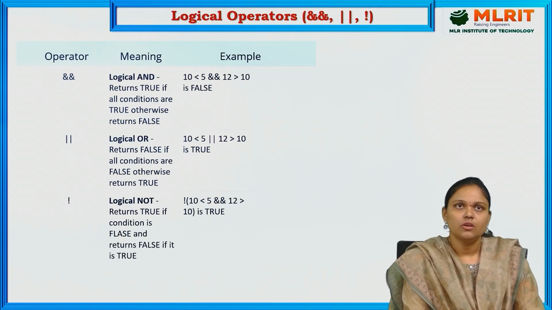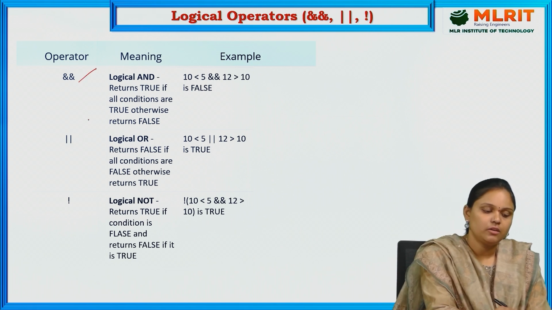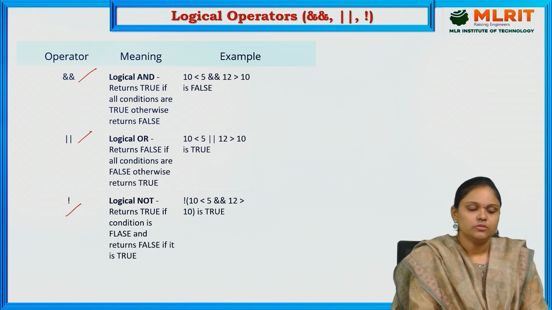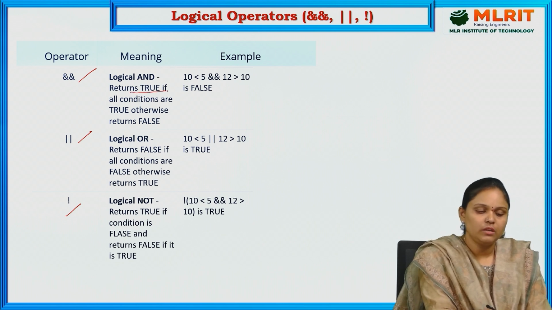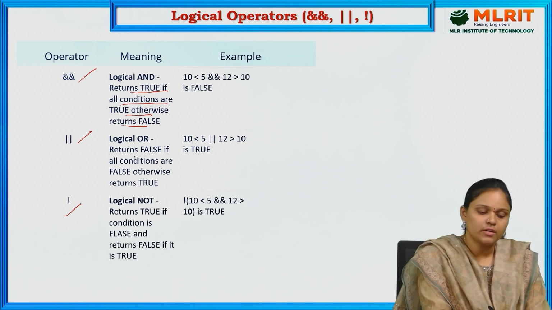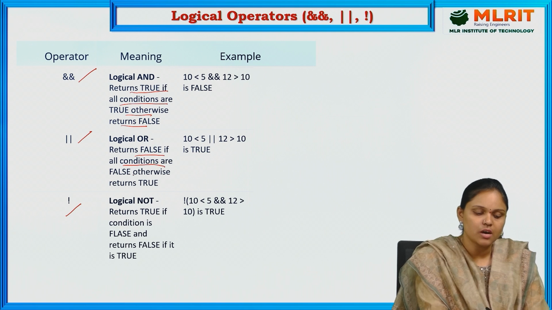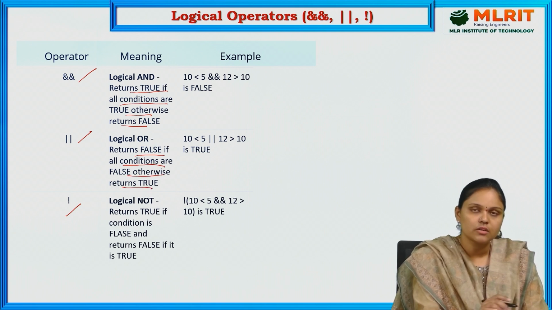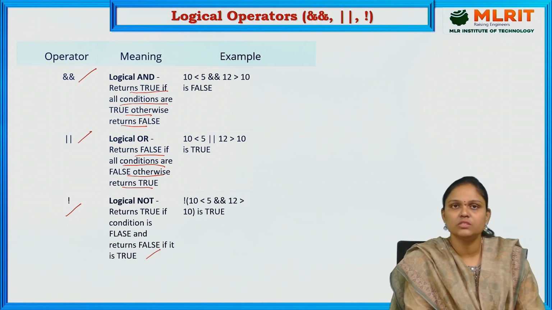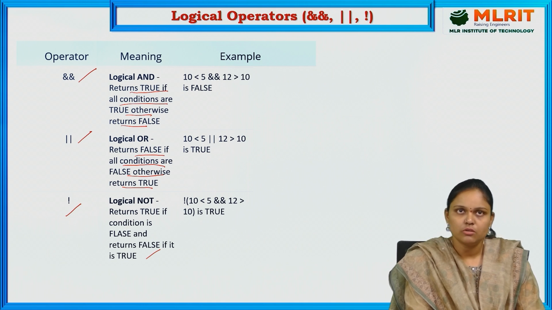And next are logical operators. So the logical operators are logical AND, logical OR, and logical NOT. So logical AND returns true if all the conditions are true, otherwise it returns false. And logical OR returns false if all the conditions are false, otherwise it returns true. And logical NOT, as usual, if the condition is true, we set it to false, and if the condition is false, we set it to true by using this logical NOT operation.